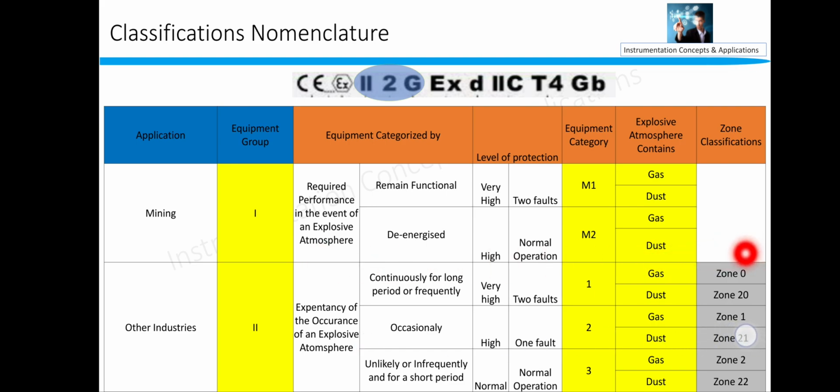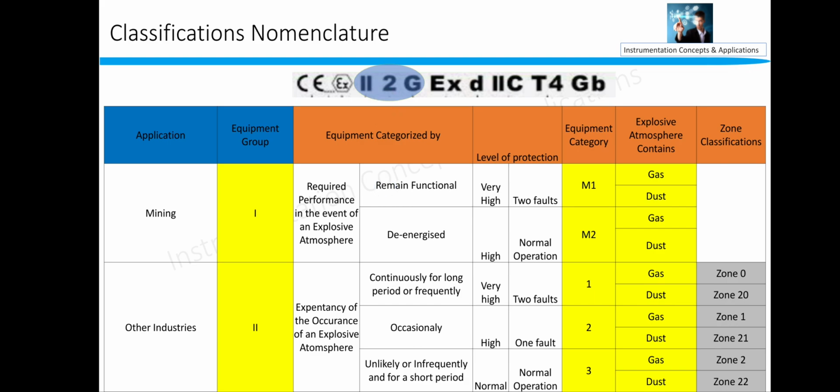So coming from right to left, you can see what zone 0 is. Gas should be there, equipment category will be 1, and the Roman numeral is for other industries. Group I is for the mining industry; group II is basically the surface industry. If mining is there, then that is a mining industry, and other industries are the surface industries. So Roman II, 1, and G. This group defines the zone of that particular equipment.